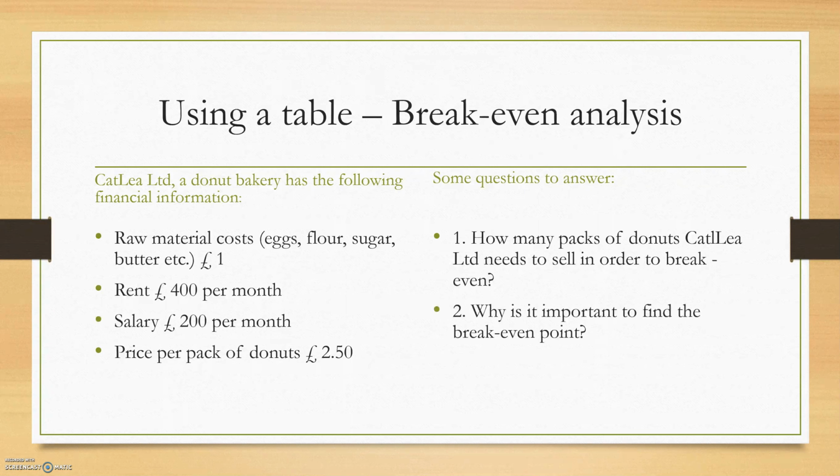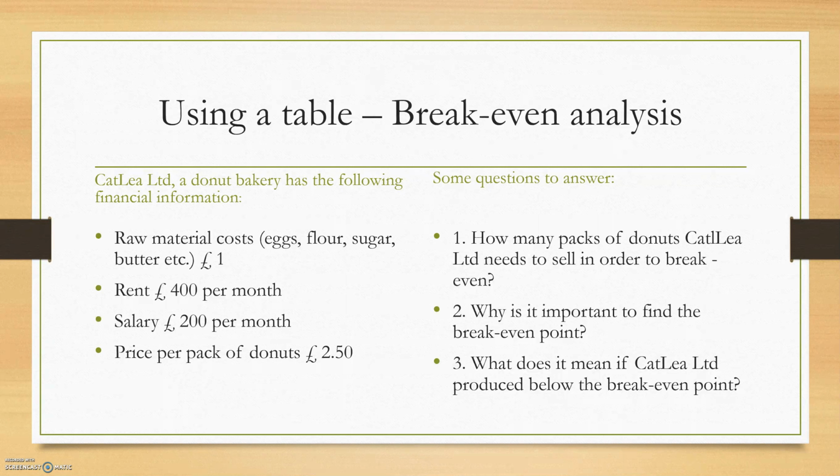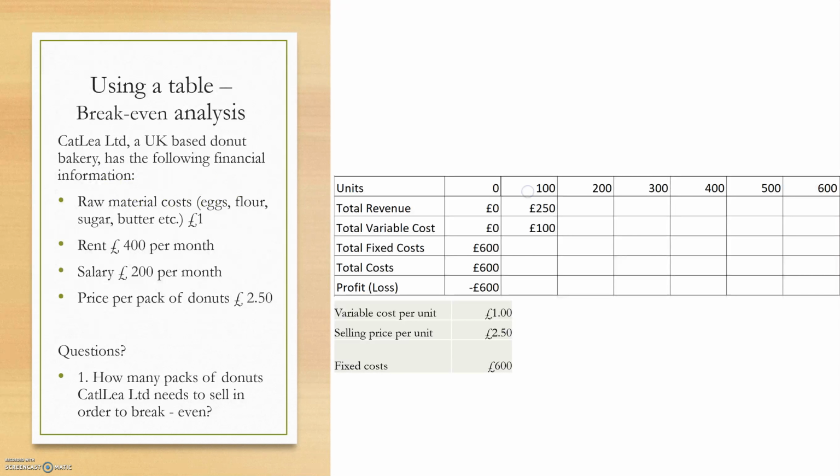The next question is, why is it important to find the break-even point? What's the point going through all of this? And I believe the final question, and there are many other questions, what does it mean if Catley Ltd produce below the break-even point? I'm sure you have an answer already. Let's go straight into our calculations.